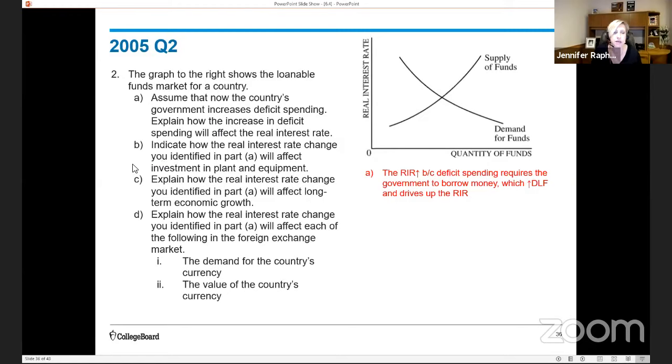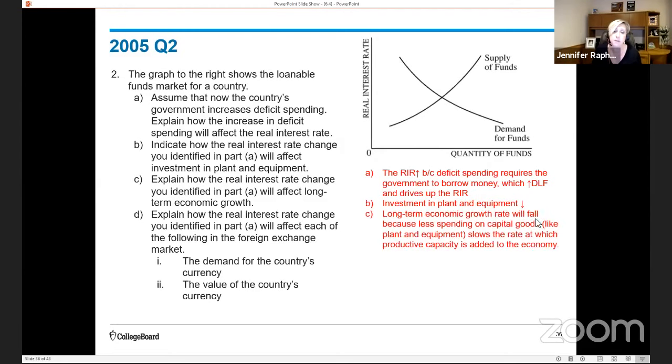All right, then part B asks us to indicate how the real interest rate change identified in part A would affect investment in plant and equipment. Well, this is a connection we've been making for quite some time now. We know that when real interest rates rise due to government borrowing, private domestic investment spending is crowded out and decreases, and that's what spending on plant and equipment is.